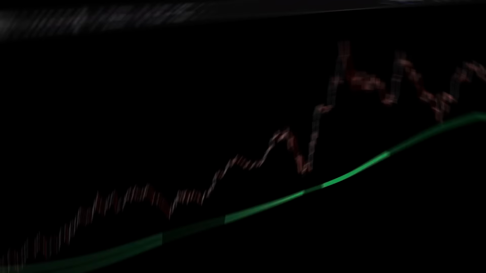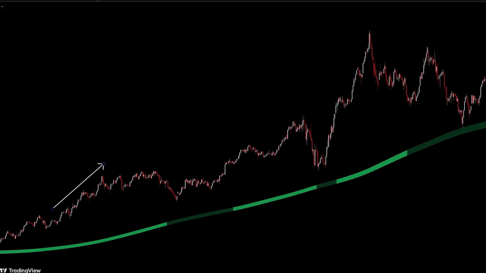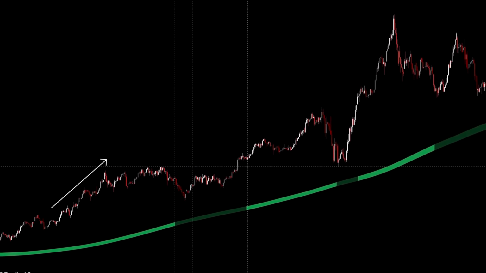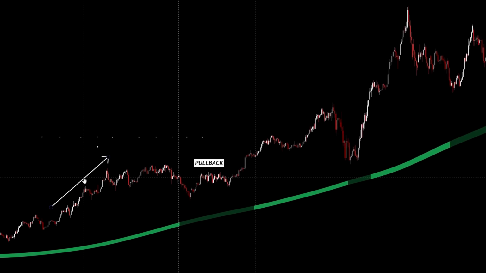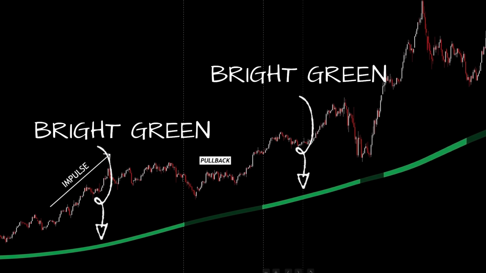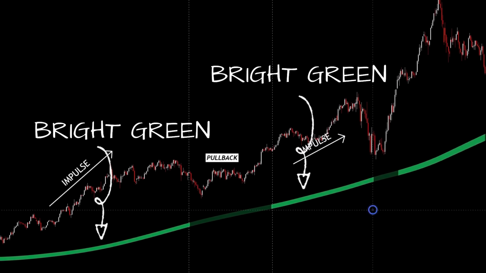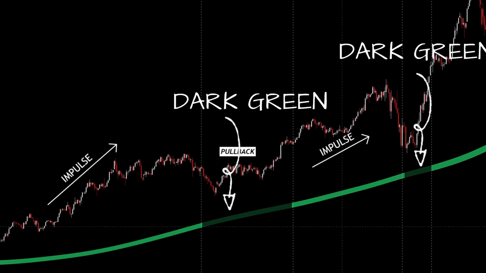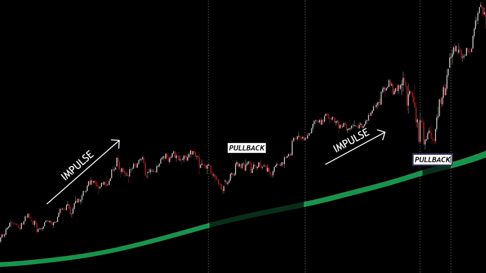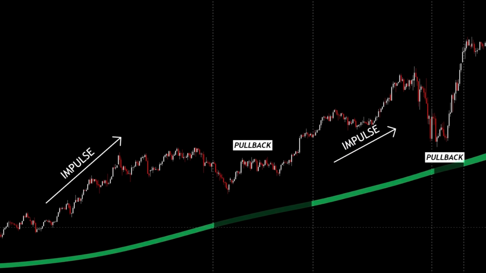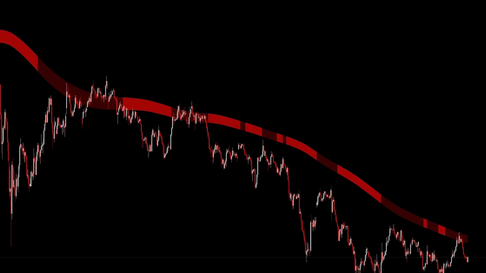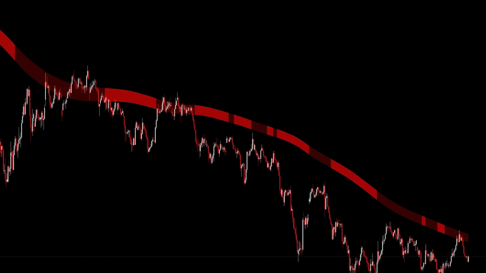Market bias tells you. Look closely at the line itself. It's not just solid green the whole time. Sometimes it's bright, sometimes it dims down dark. Bright green, that's the impulse, strong momentum, buyers in control. Dark green, that's the pullback. The trend is still bullish, it's just catching its breath. So the second you see that line go dark, your brain should go, okay, a pullback's happening, pay attention. Same thing in a downtrend, just flip. Bright red is the move down, dark red is the pause before the next leg.